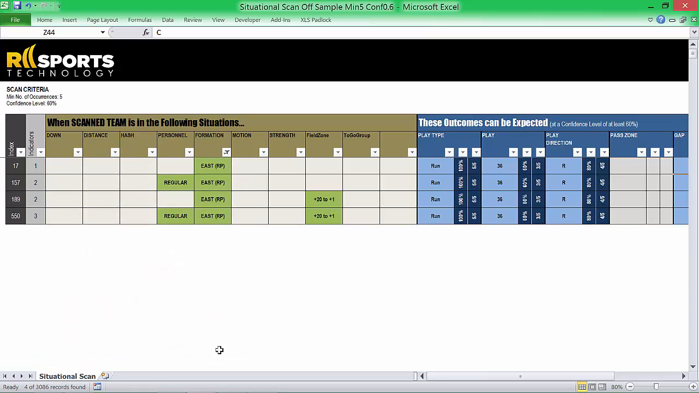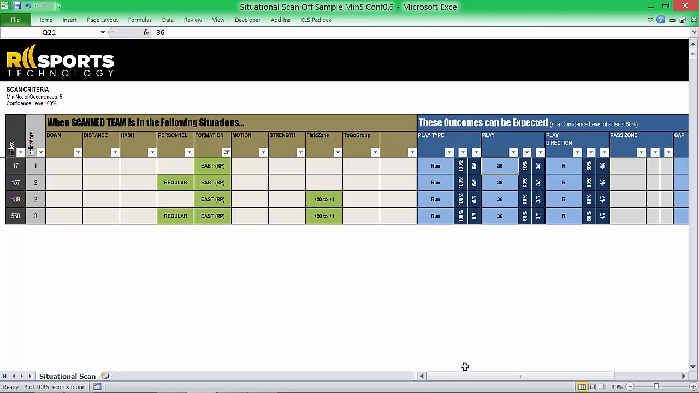So let's select East. When we do that, it immediately filters all those thousands of results and brings up just the things that have something to do with East. I can say that quickly, here's this first one, a pretty easy one to interpret. When they're in an East formation, nothing else matters. When they're in East, it's 100% run.